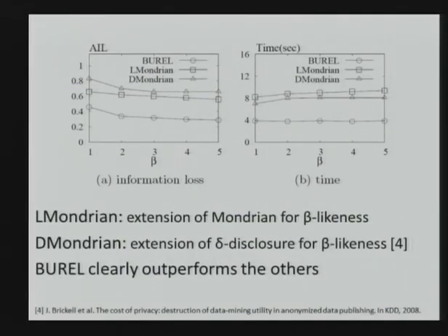To make our approach more meaningful, we include more experiments. We developed two benchmarks. The first one is an extension from Jianneng, and the second one is an extension of delta disclosure. Based on the experiments, our approach has the lowest information loss. AIL means average information loss, and our running time is the lowest. So, based on these experiments, we can claim that our scheme provides high utility data, and it is efficient.